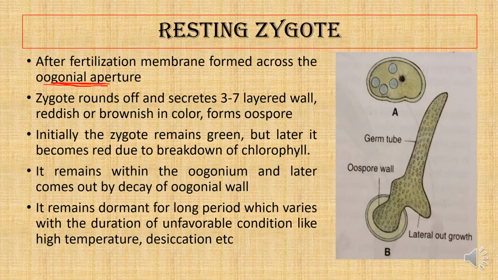The aperture that was formed earlier is closed, and the oogonium is thus in a compact region. Then the zygote itself secretes a three to four layered wall. The zygote, which is now in the diploid stage, develops a wall around it and is retained inside the oogonium. Once the layered wall is formed, it is now called an oospore. This oospore, after a period of rest, usually accompanied by a change in color from greenish to reddish to brownish.